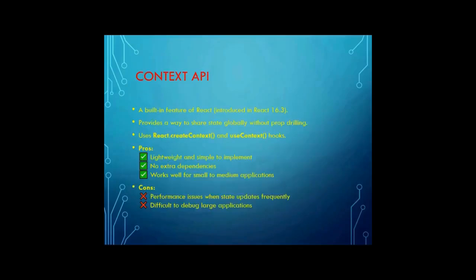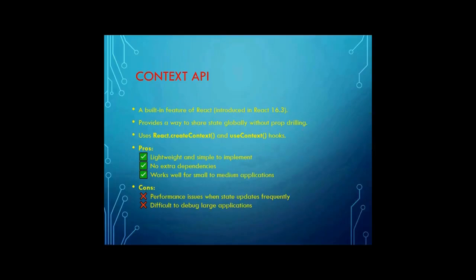Context API, a built-in feature of React introduced in React 16.3. It provides a way to share state globally without prop drilling, using React.createContext and useState hooks. Pros: lightweight and simple to implement, no extra dependency, works well for small and medium applications. Cons: performance issues when state updates frequently, and difficult to debug in large applications. That is Context API.